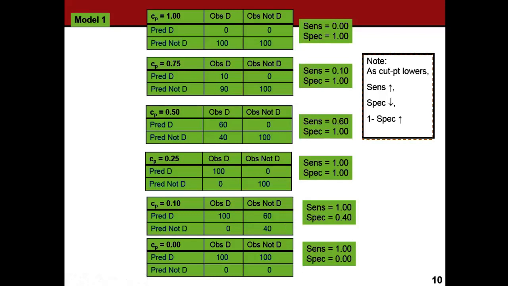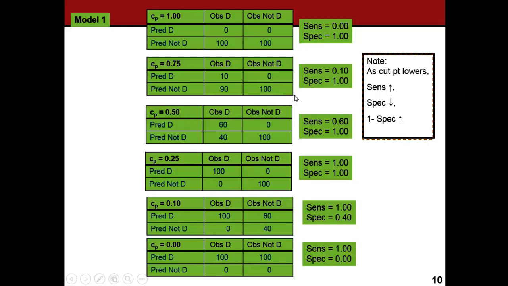And now let's look at what happens in the middle. So here, at a cut point of 0.75, suddenly the model finds 10 people who are above 0.75, and it calls them a case, and it turns out they actually were all cases. Okay, cool. And all of the non-cases have probabilities predicted below 0.75, so that's good. Did a good job. So at this cut point, it has a good specificity, but it only got 10 of the cases. So that's not so good, right? It still missed 90. But it got 10 on one side, and all 100 non-cases were non-cases.